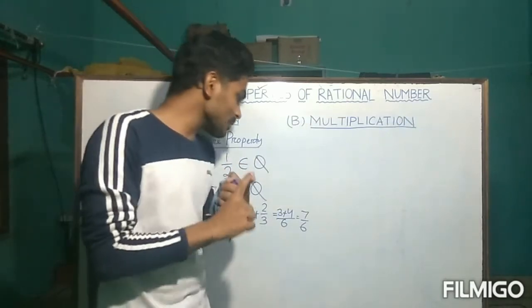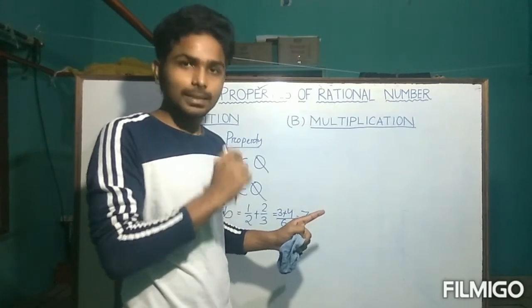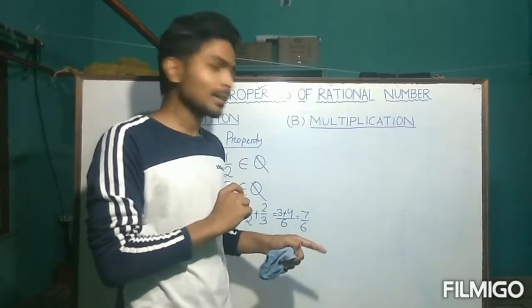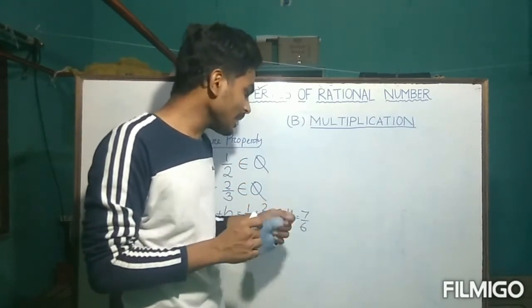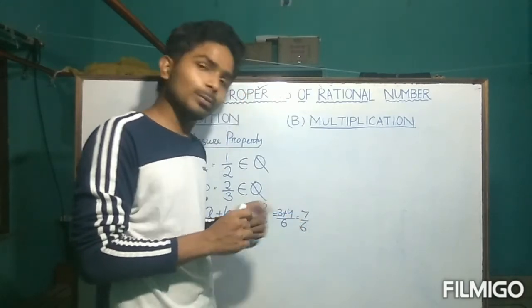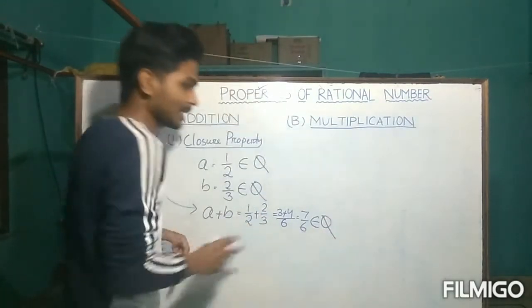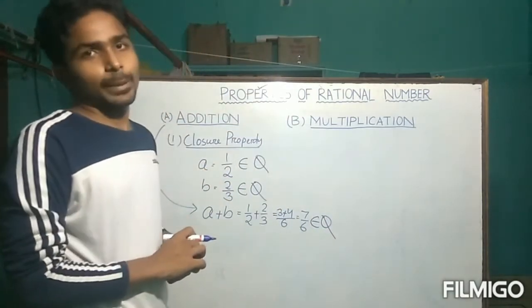Now there is a question whether 7 by 6 is a rational number or not. Yes, it is a rational number, because it can be expressed in the form p by q.